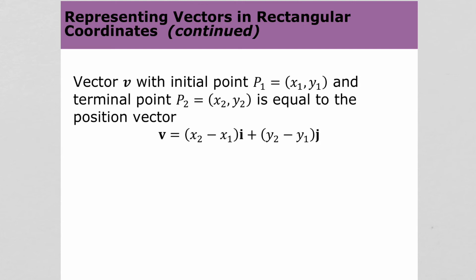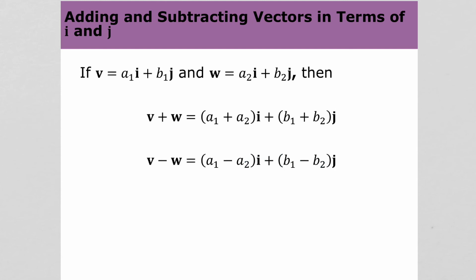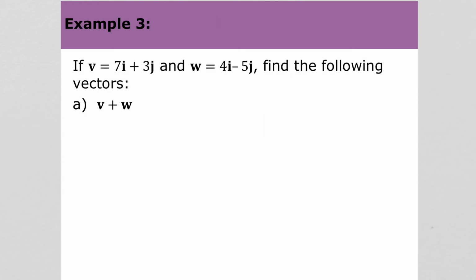So again, representing vectors in rectangular form, if the initial point is not at the origin, then you subtract the x value of the initial point from the x value of the terminal point. And then the y value of the terminal point minus the y value of the initial point. If you want to add or subtract vectors, you add or subtract their x values, and add or subtract their y values.